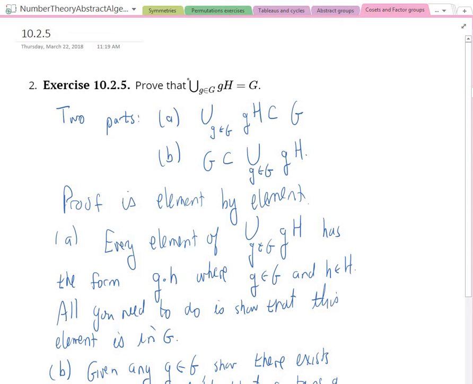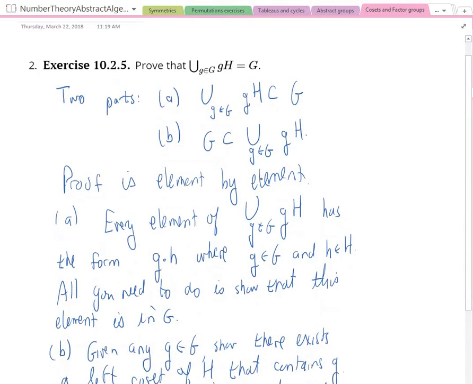Now 10.2.5 says I want to prove that the union of all cosets of a subgroup H in a big group G is equal to big G. Now again, when we want to show 2 sets are equal, usually there are 2 parts. One is you show that the set on the left is included in the set on the right, and then we also want to show vice versa. And the proof is element by element.